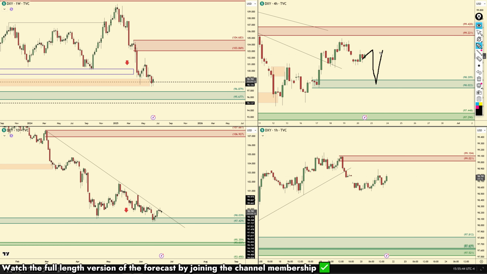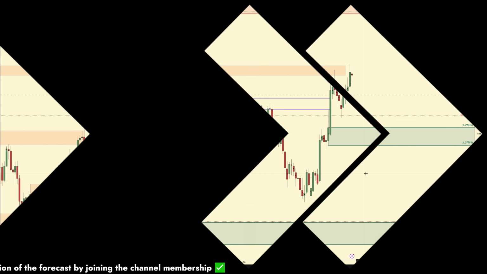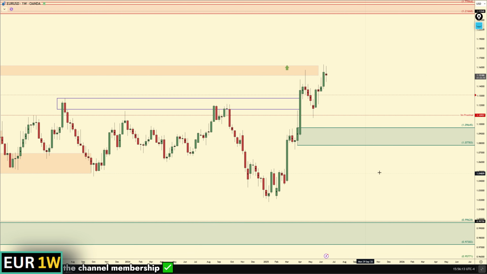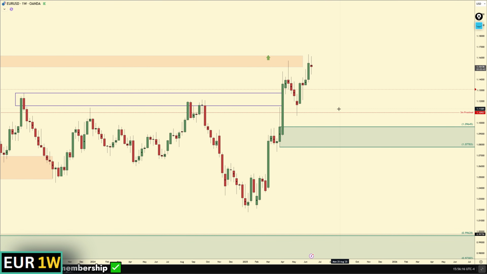We could be pulling back down to that 4-hour area of demand at 98.20 that I was talking about first here on the DXY. Alrighty, on to the forecast for the Euro US dollar. Full top-down approach here on the weekly time frame. Recently just removed a very proven area of weekly supply.